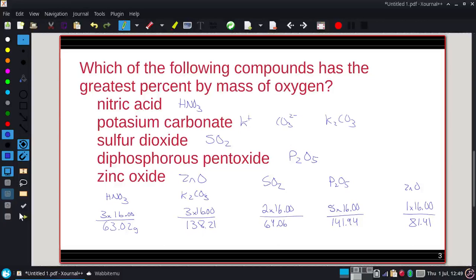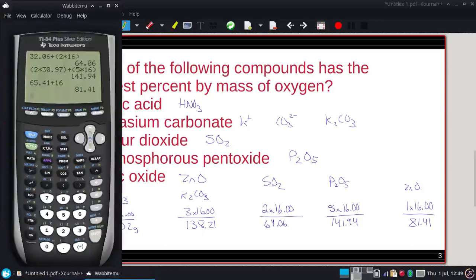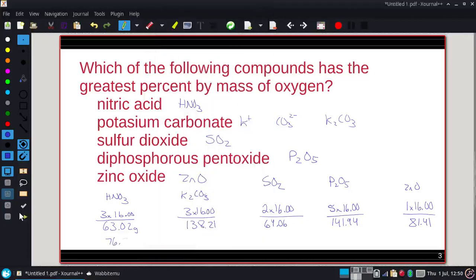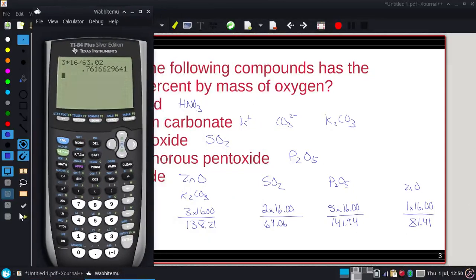And now we're essentially going to do the math and figure out what the actual percents are. Like that first one, 3 times 16, and then divide by 63.02, we have 76.2% oxygen. Next one, since the bottom is larger than the previous one, it's definitely going to be smaller, but 3 times 16 divided by 138.21, we only have 34.7% oxygen.